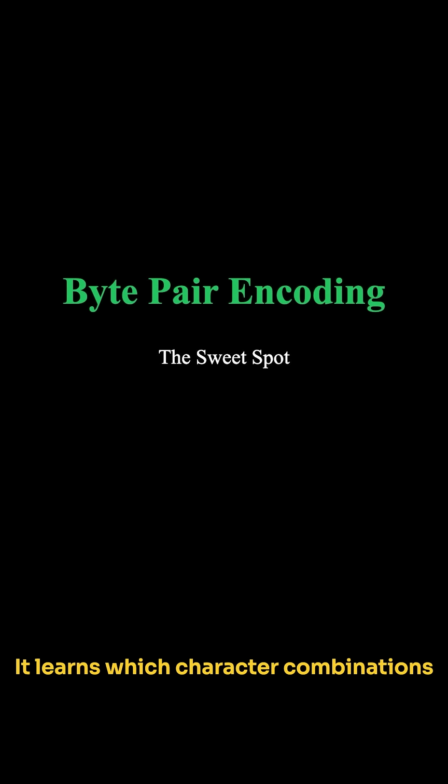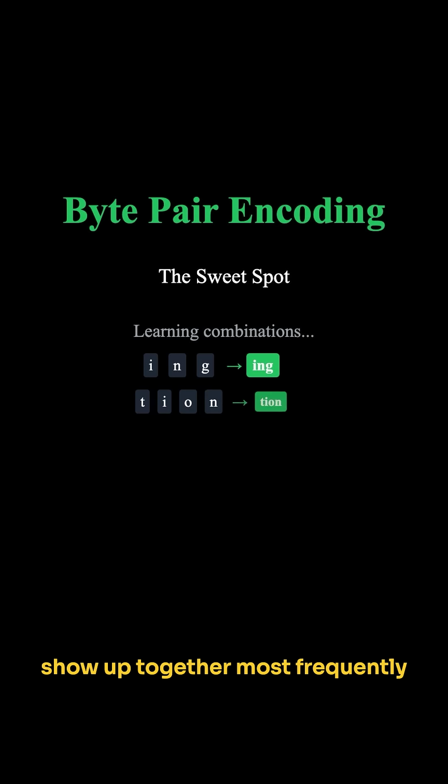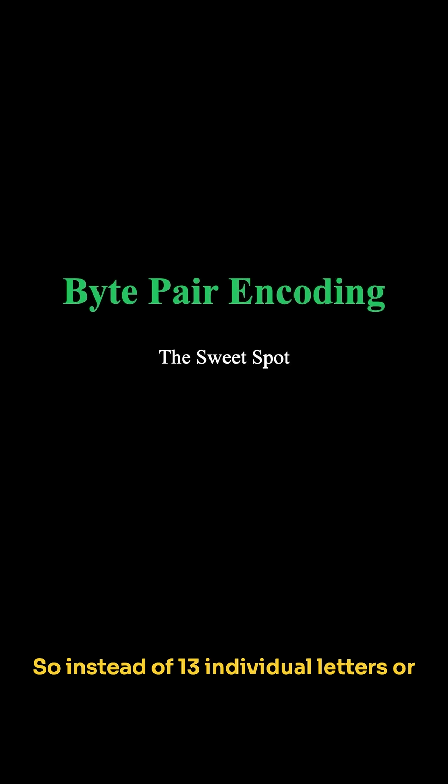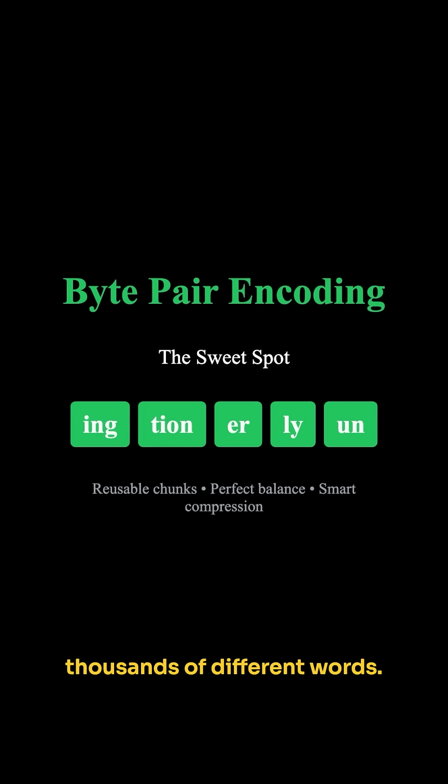This is where byte pair encoding comes in. BPE is the algorithm that finds the sweet spot between these two extremes. It learns which character combinations show up together most frequently in language and treats those combinations as single units. So instead of 13 individual letters or one giant word, you get meaningful chunks that can be reused across thousands of different words. It's basically the perfect compression algorithm for language.